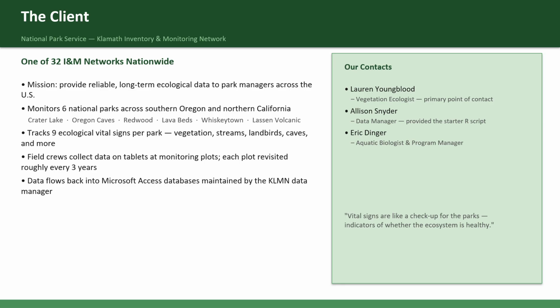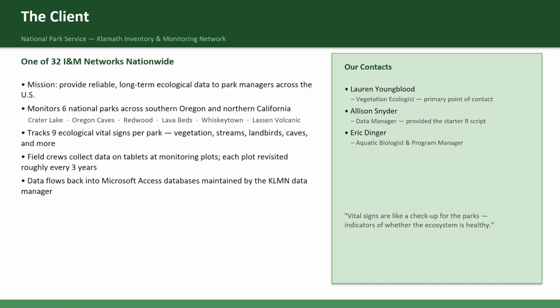Our client is KLMN, one of 32 monitoring networks across the country. Their mission is to provide reliable, long-term ecological data to park managers, and they do that by tracking 9 ecological vital signs across 6 national parks in southern Oregon and northern California. Those parks are Crater Lake, Oregon Caves, Redwood, Lava Beds, Whiskeytown, and Lassen Volcanic. They're tasked with getting the full picture of whether an ecosystem is healthy from its vegetation, streams, and caves.